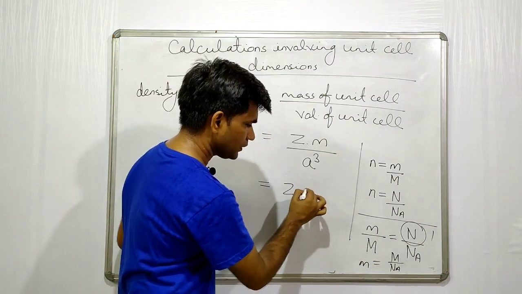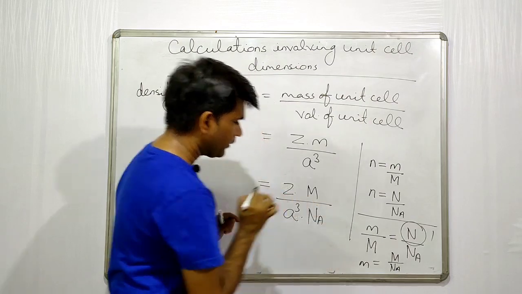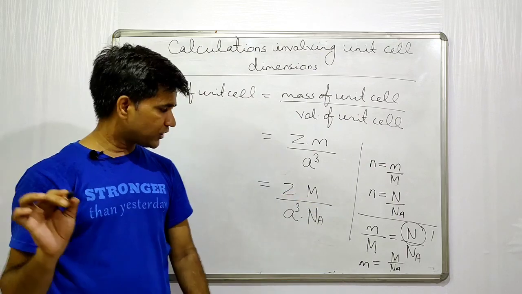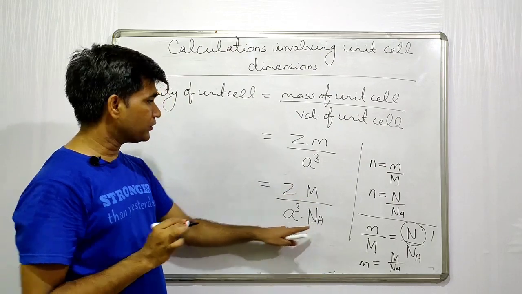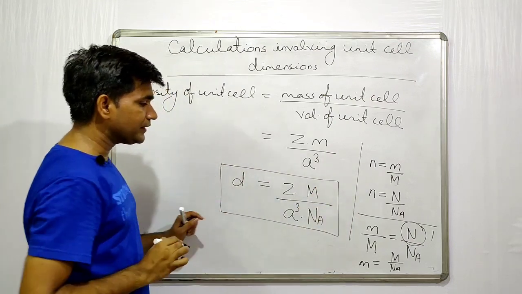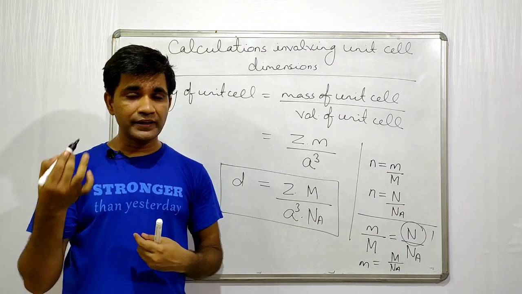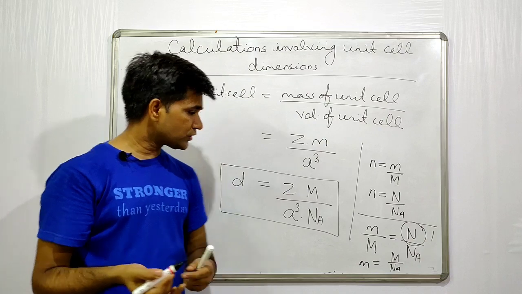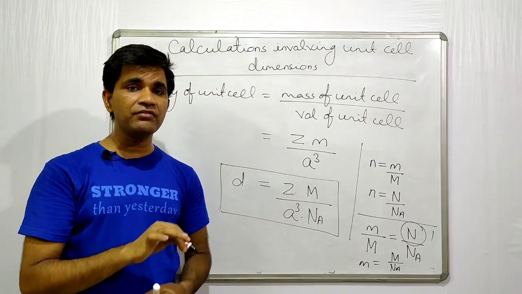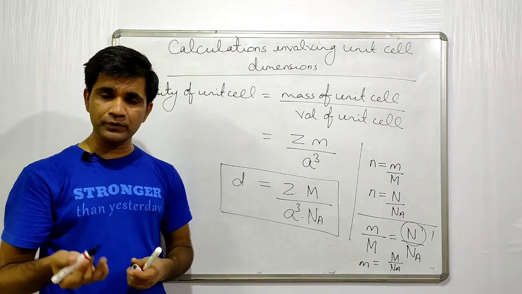Here this capital M denotes the molar mass of the substance and Na is the Avogadro number. So this is the formula of the density of the unit cell. By using this formula, we can solve the numericals related to density of the unit cell. In those questions, out of these 5 parameters, 4 will be given, and the 5th can be found out by using those 4 parameters. So let's take one example.